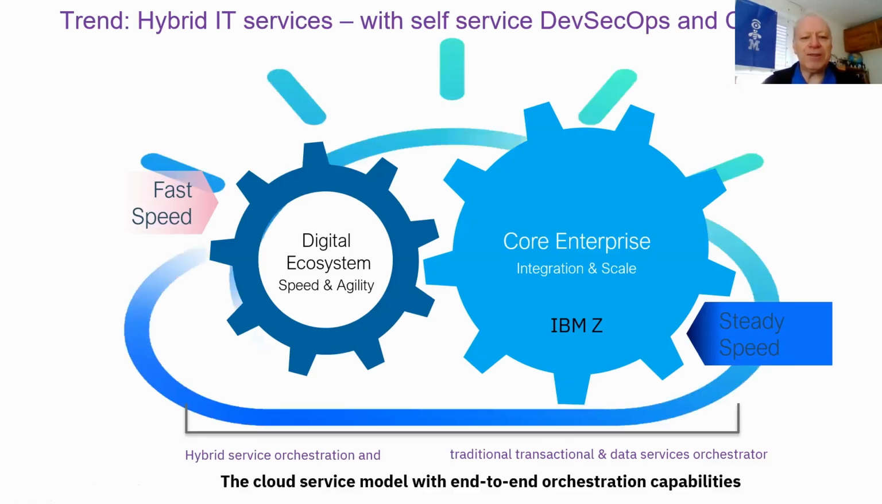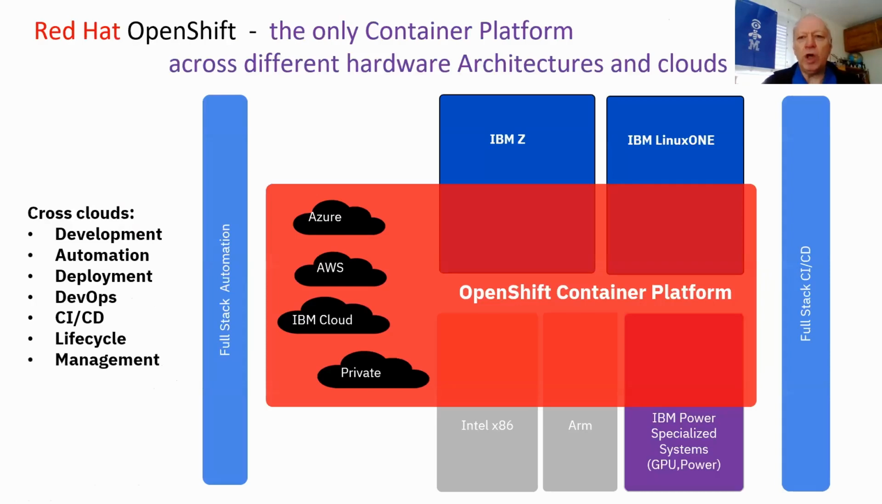So basically bringing that together, that's where we're looking at, a cloud service model with end-to-end orchestration capabilities. And with that said, it is about what can go that direction. How can we build something like that? And with OpenShift on the horizon, or basically it's available everywhere, we can fulfill a lot of this dream.